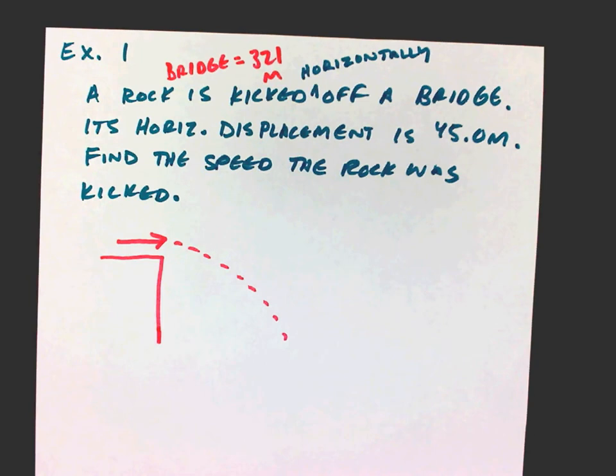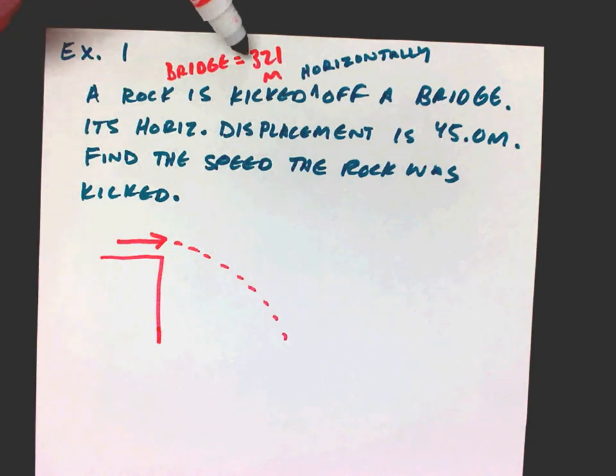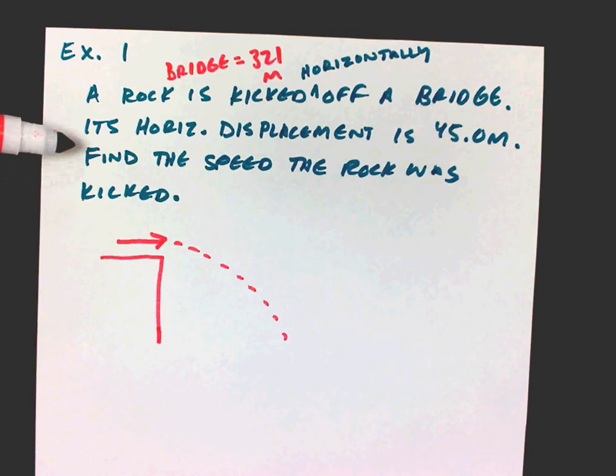Let's look at this problem again. This rock is kicked horizontally off a bridge. The bridge is 321 meters. This is a pretty serious bridge. Horizontally, this rock travels 45.0 meters. And it wants us to find the speed at which the rock was kicked. So more stuff to interpret here.